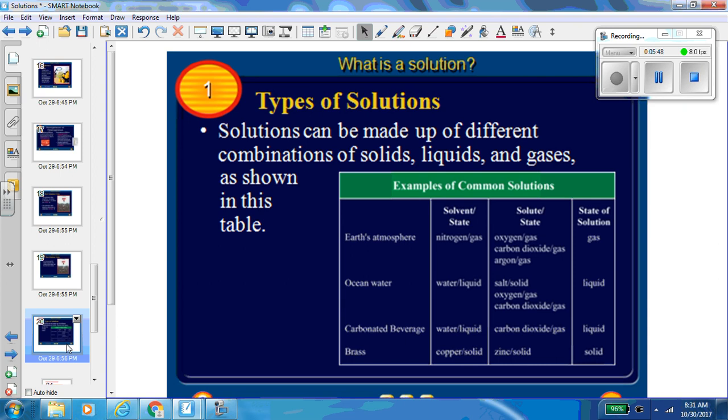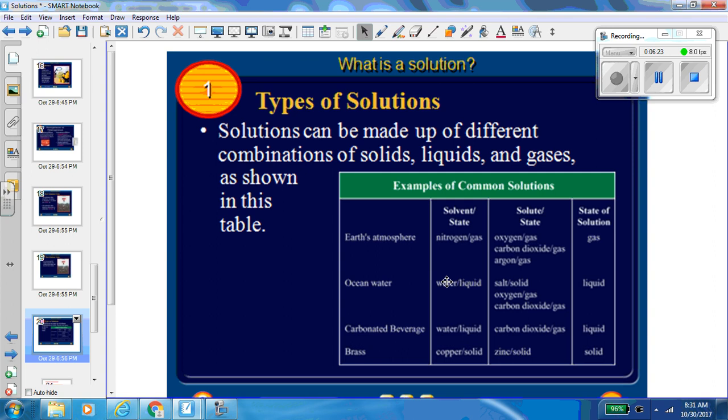Now, there are different types of solutions. Solutions can be made up of different combinations of solids, liquids, and gases, as shown in this table. Let's take a look at some of the items in this table. The Earth's atmosphere, okay? The solvent would be nitrogen, which is a gas. And then the solute would be oxygen gas, carbon dioxide, which is a gas, and argon. So all of these gases would be dissolved into the nitrogen in order to make Earth's atmosphere, which is a gas. So this particular solution consists of substances that are all in the gas state.